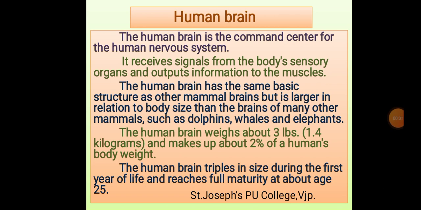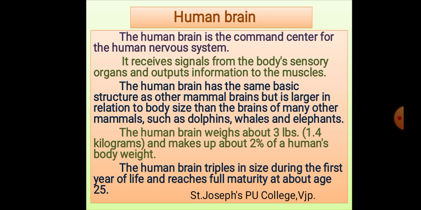Hi students, as you know, the human neural system is divided into two parts. First one is the central neural system and the peripheral neural system. In this, the CNS, meaning central neural system, includes the brain and the spinal cord and is the site of information processing and control. In this session, we will discuss the human brain.